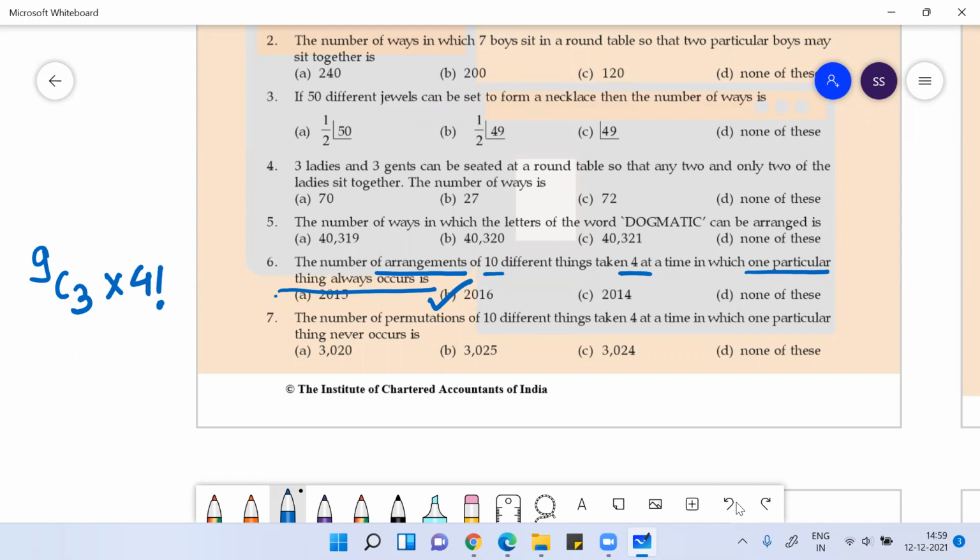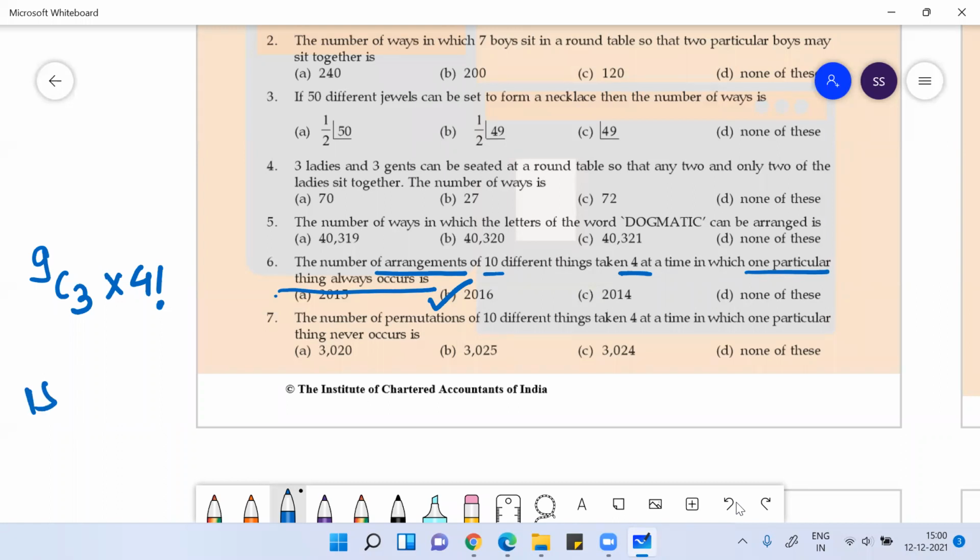So one particular thing is always there, one out of 10 things. Like, in how many ways can you make a cricket team with Virat Kohli as captain? If I'm asking you that, you will select 10 players out of whatever players you have. Suppose 15 players are there and you need to make a cricket team of 11 players with Virat Kohli as captain. You will select from 14 players, 10 players. Then once you get the 11 players, you'll arrange them in 11 factorial.